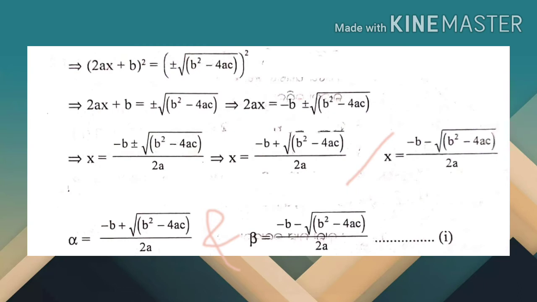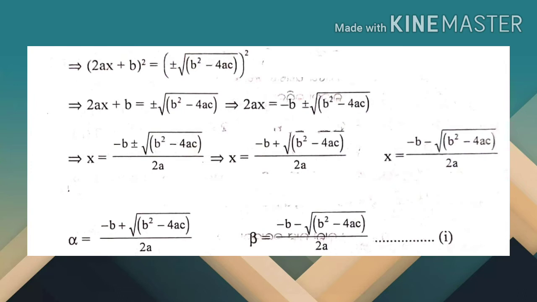Now we get (2ax + b)² = the square of ± √(b² - 4ac). This implies that 2ax + b = ± √(b² - 4ac). This implies that 2ax = -b ± √(b² - 4ac). This implies that x = (-b ± √(b² - 4ac))/2a. This implies that x = (-b + √(b² - 4ac))/2a, or x = (-b - √(b² - 4ac))/2a.